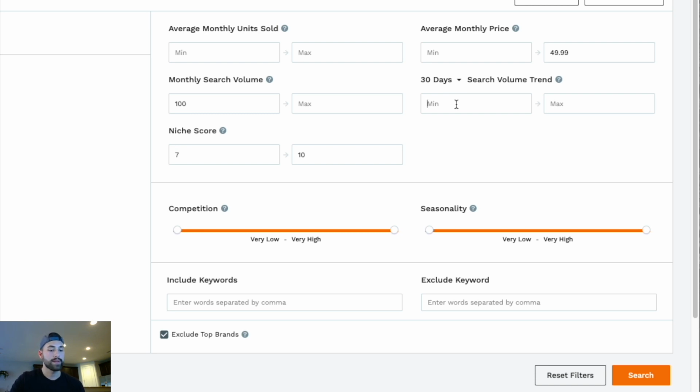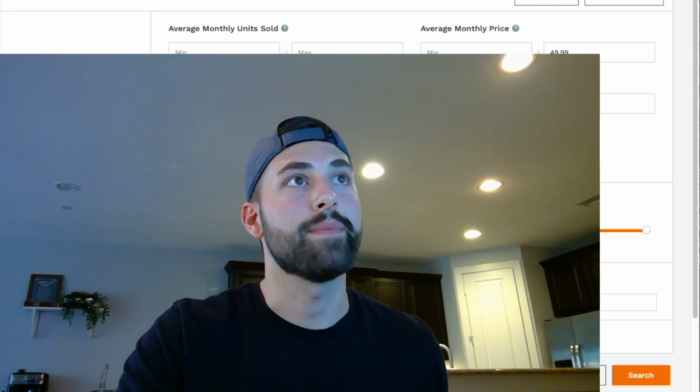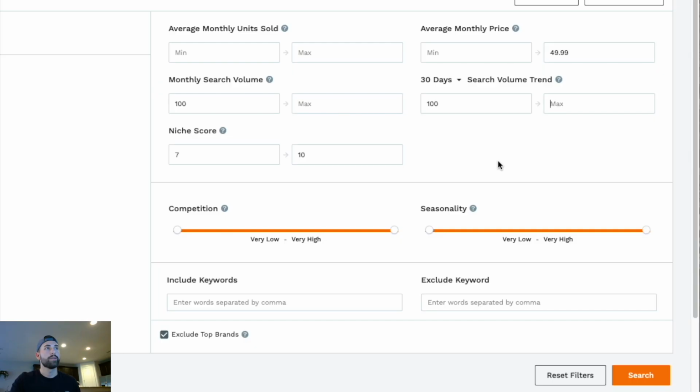So I want to catch something that is just starting to increase in demand. And so what I like to do here is I usually put 100%, similar to the keyword search volume. That's the minimum amount of trend that I want to see. So that means in the last 30 days, the search volume trend for this specific keyword has increased by 100%, which shows you that there's incoming demand, right?